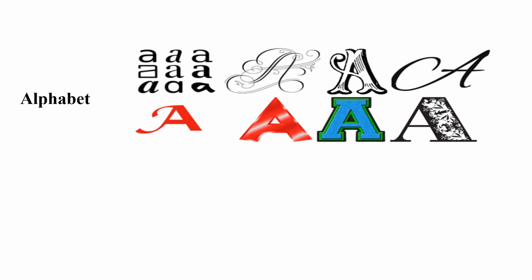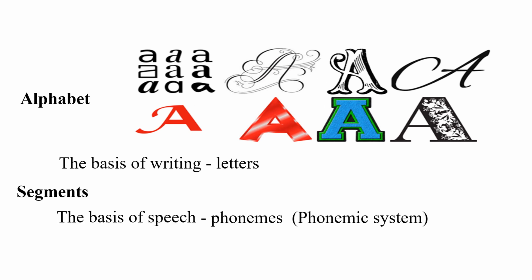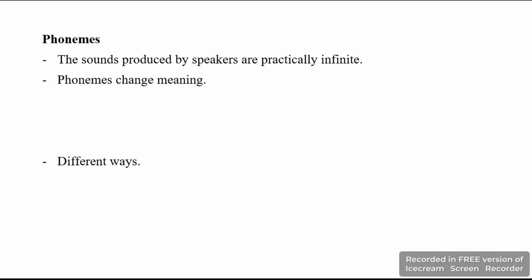Written letters have infinite shapes and sizes. There are 26, but the ways they are written are infinite. Alphabet is the basis of writing. Segments are the basis of speech. Speech consists of phonemes, which are based on the phonemic system of the language. The sounds produced by speakers are practically infinite. There are different ways of pronouncing the same phoneme. These do not necessarily change meaning.